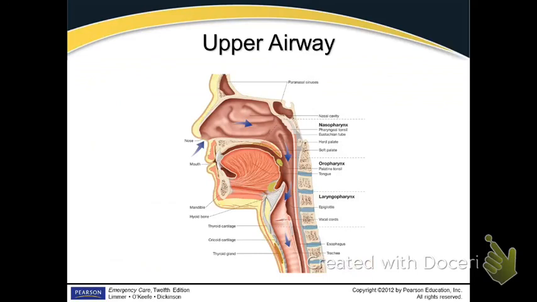So in the picture, you have the nasal passages, the nasal turbinates, and the air comes down into the pharynx, or the oropharynx, and then into the hypopharynx, which is just right above the epiglottis. The epiglottis opens, and then air goes down into the trachea.